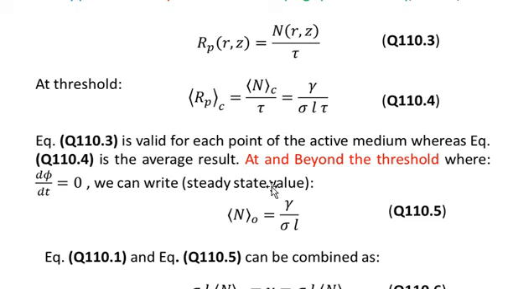We can write the steady state value, so n naught stands for the steady state value, and it is the value when the lasing action has started. So the average of the steady state value, represented by the symbol O subscript O, is equal to gamma over sigma into L. And you see that this is the value that we have written when we are at the threshold value or beyond the threshold value. This value stays the same at the threshold, and beyond the threshold, this steady state value would be the same.